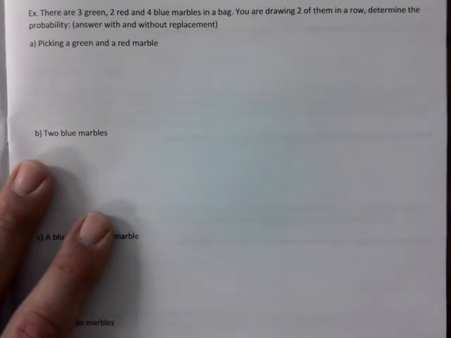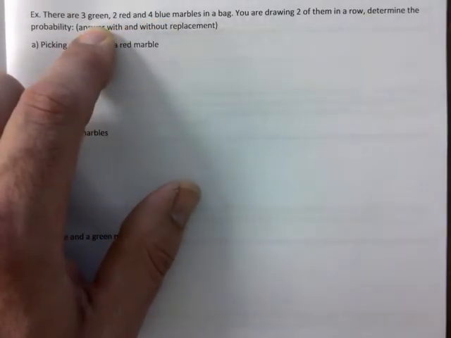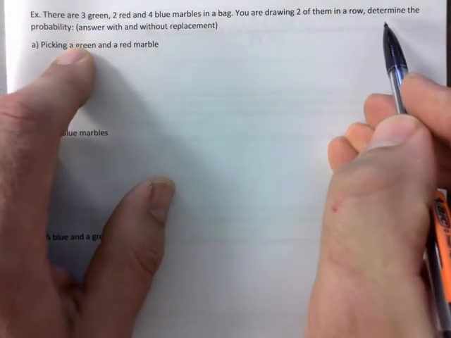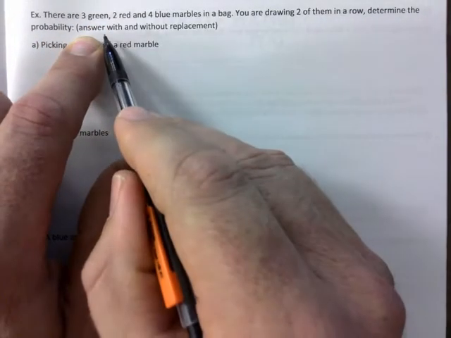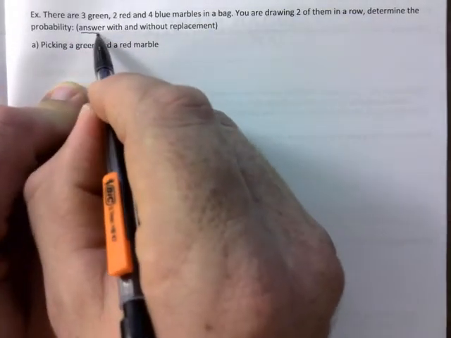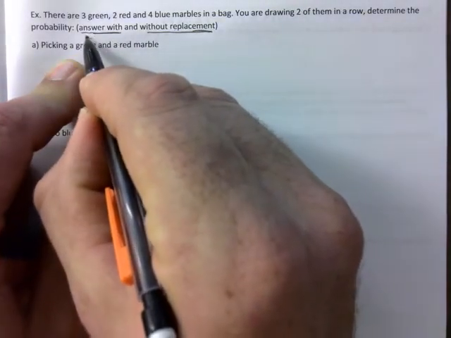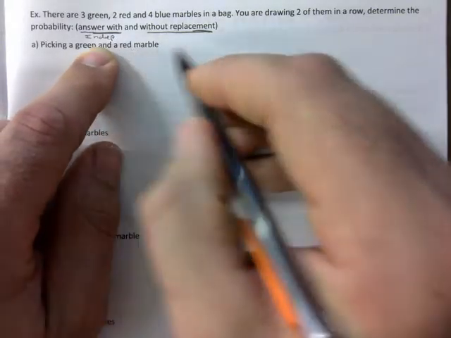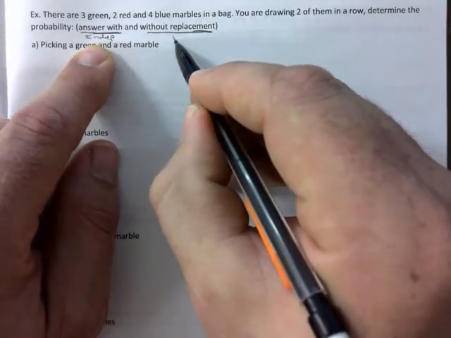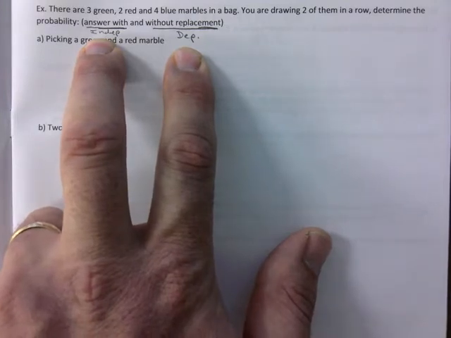Okay. So here, page 33. There are 3 green, 2 red, and 4 blue marbles in a bag. You're drawing 2 of them in a row. Determine the probability. Answer with and without replacement. Very, very important. I'm going to ask you to do them both side by side. With replacement, we would make events independent. Sorry, it's very small there, but independent. Without replacement, dependent. So I'm kind of comparing it side by side. What if it had been an independent scenario or dependent scenario?